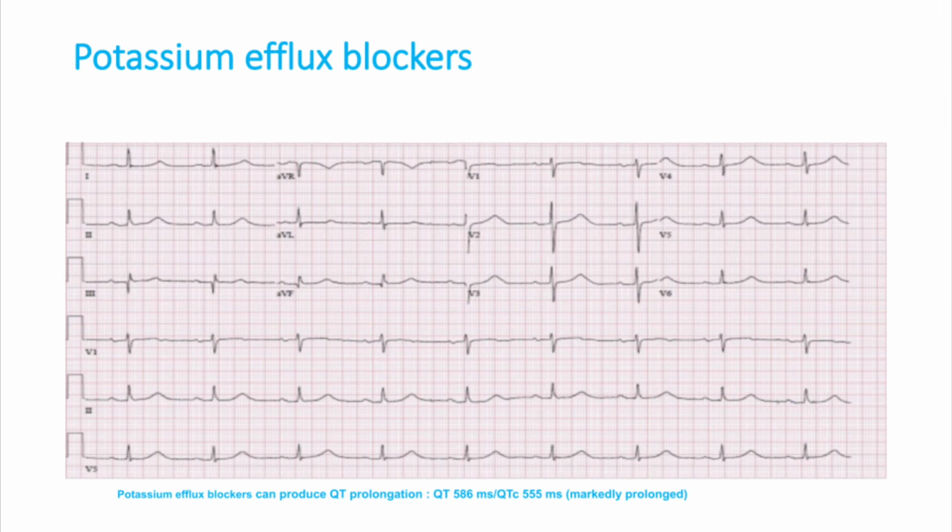Now you can see here in this ECG, it's a potassium efflux blocker toxicity. QT interval is prolonged. So QT interval is markedly prolonged in this ECG. QTc is 586 milliseconds. So that is markedly prolonged. This can be due to any of the drugs we have explained.